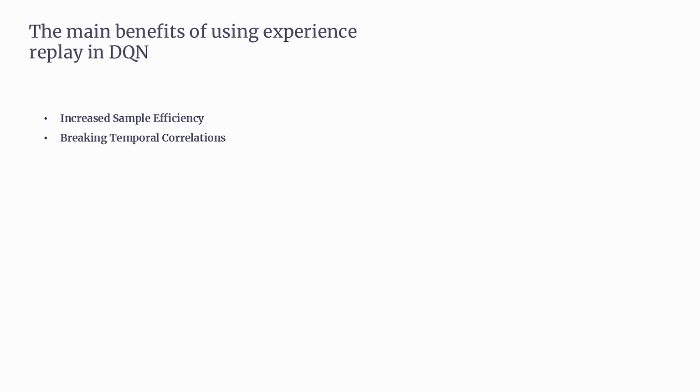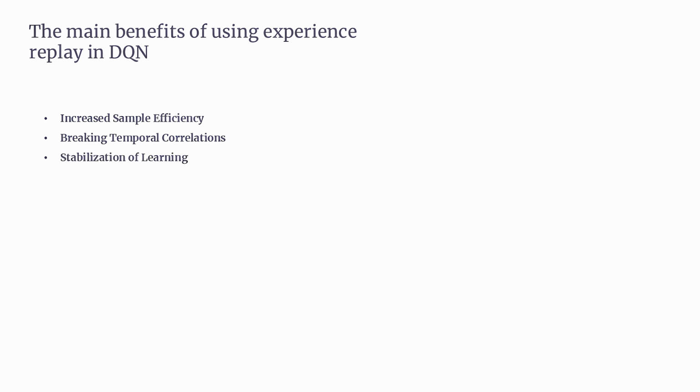When experiences are collected one after another, they are highly correlated in time. For example, the agent might be stuck in a particular scenario for several steps, making the data repetitive. Randomly sampling experiences from memory removes these correlations, making the training data more diverse and behaving like independent and identically distributed data. This randomness stabilizes the learning process and helps the agent converge more reliably.